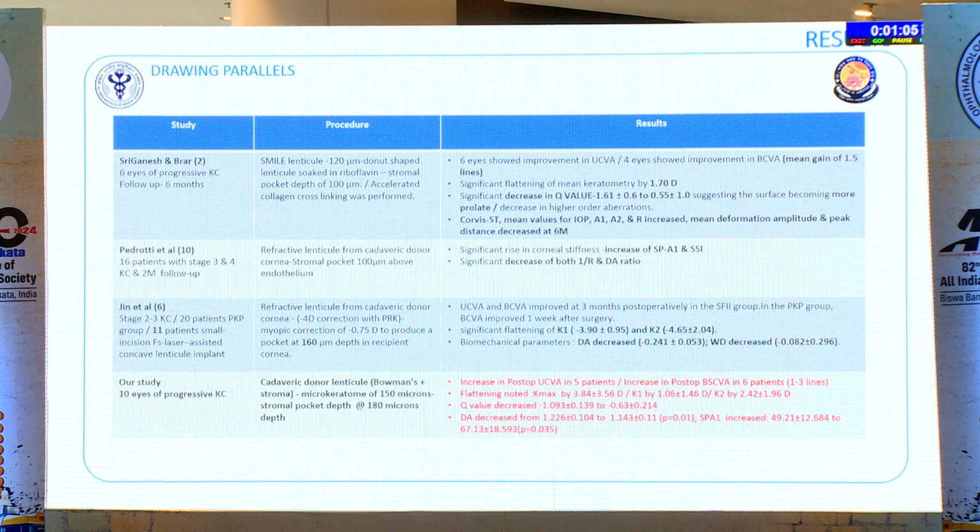I just wanted to draw parallels with similar studies which have been done in the past, and we have noticed that the changes have been similar. Like in the study done by Sri Ganesh and Brar, they performed a femtosecond intrastromal lenticule implantation with a SMILE lenticule, and they found a significant flattening of keratometry as well as change in the biomechanical parameters. And Jin et al. also did Corvis ST on their patients and found a decrease in the DA ratio as well as the wing distance. As well as the study by Pedrotti et al., who put in a refractive lenticule from the cadaveric cornea and found a decrease in both the integrated radius as well as the deformation amplitude ratio with an increase in the stiffness parameters.